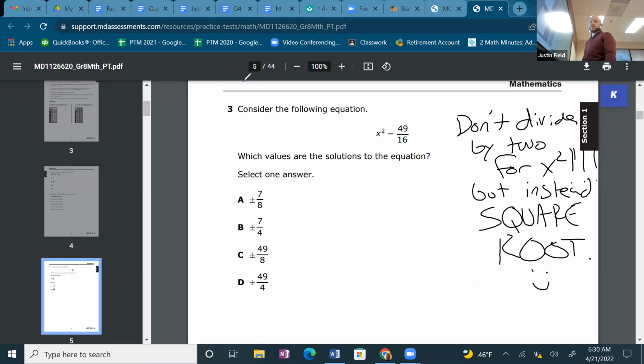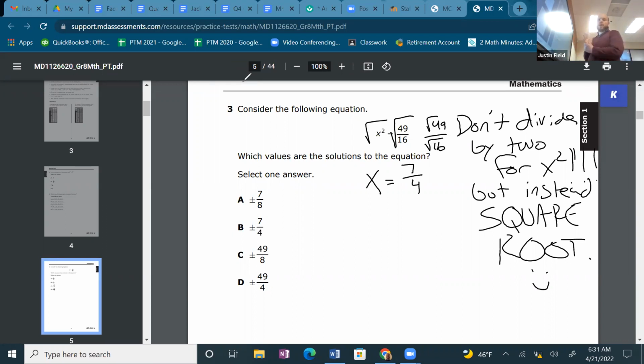Because that's the inverse operation of squaring. We see x squared, so we want to square root. Okay, so then how do we square root 49 over 16? We square root 49 and we square root 16. And the square root of 49 is 7. The square root of 16 is 4.